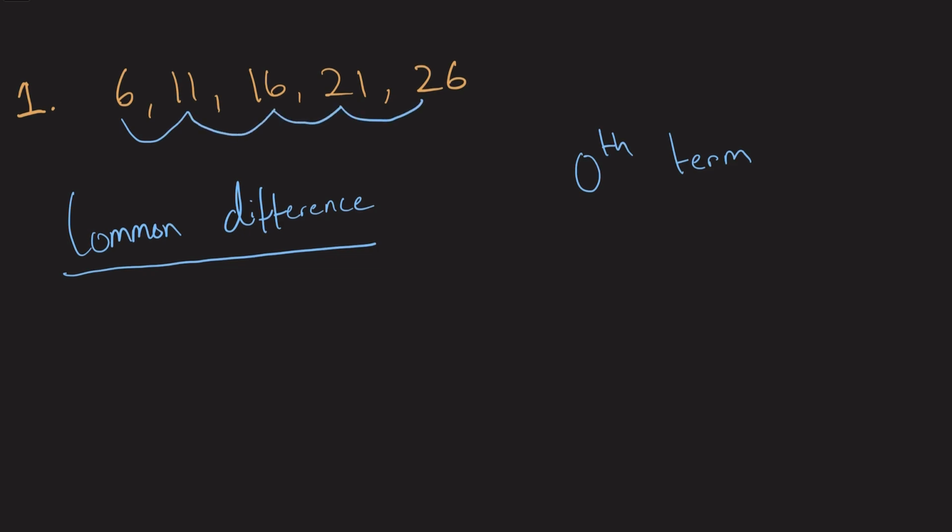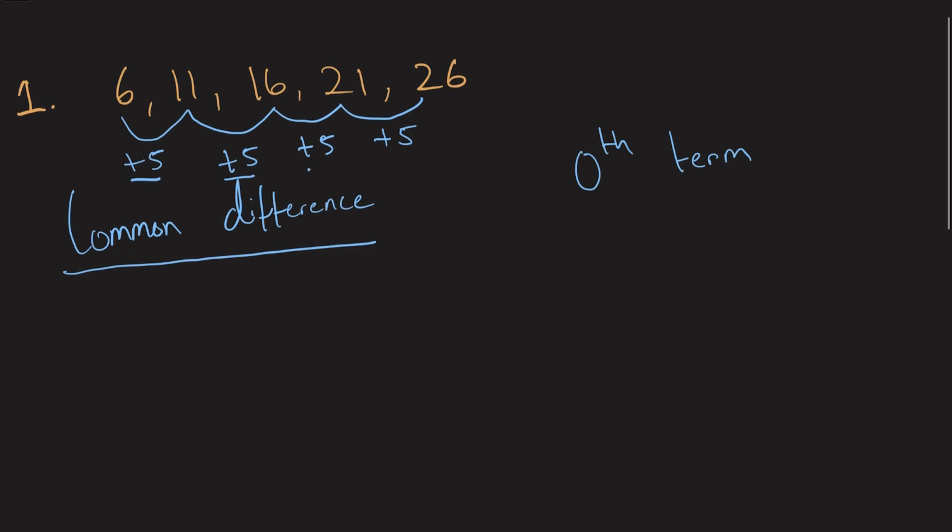So in this case, to go from 6 to 11, you have to add 5. To go from 11 to 16, you also have to plus 5, and so on. So what we've discovered is this has a common difference of plus 5. So we can write 5n. So the common difference is 5n.